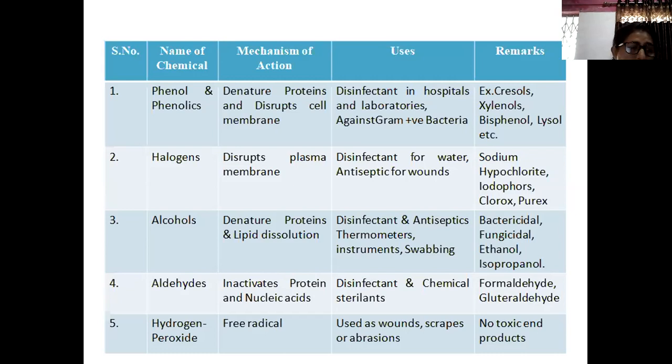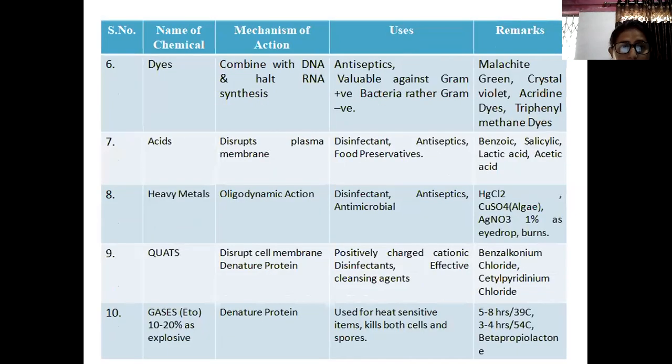Hydrogen peroxide. Hydrogen peroxide is nowadays used as a sterilisant because it produces free radicals, which are very toxic and cause harm to the cells. They are used against wounds, scrapes, or abrasions. The best thing about using hydrogen peroxide as a sterilisant is that it does not end with any toxic product.